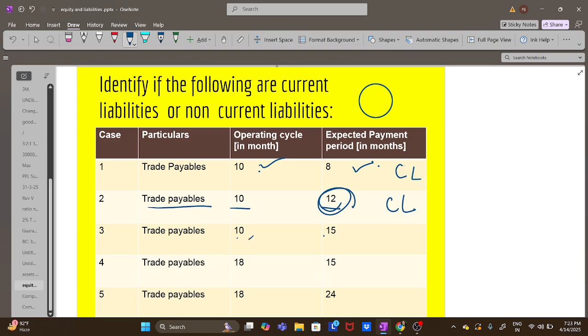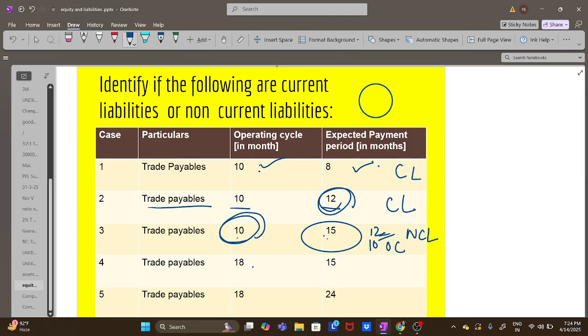But the operating cycle of the business is 10 months. It's payable in 15, so it's more than 12. It's more than 10, and 10 is the operating cycle. Beyond that, we could allow another time till 12 months. But it's more than that. So this turns out to be a non-current liability.